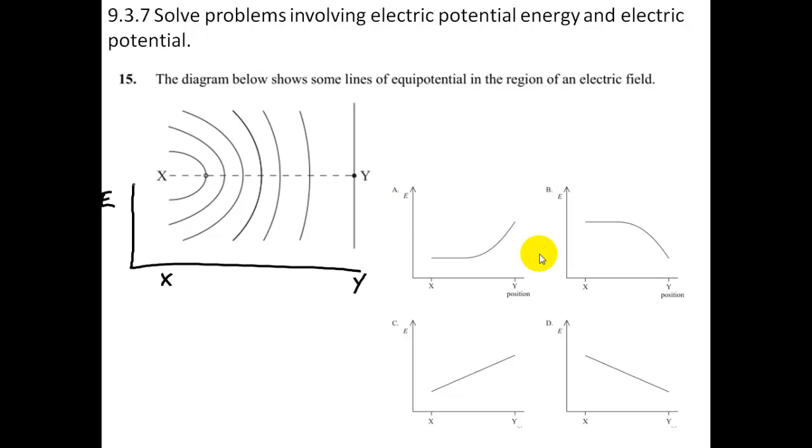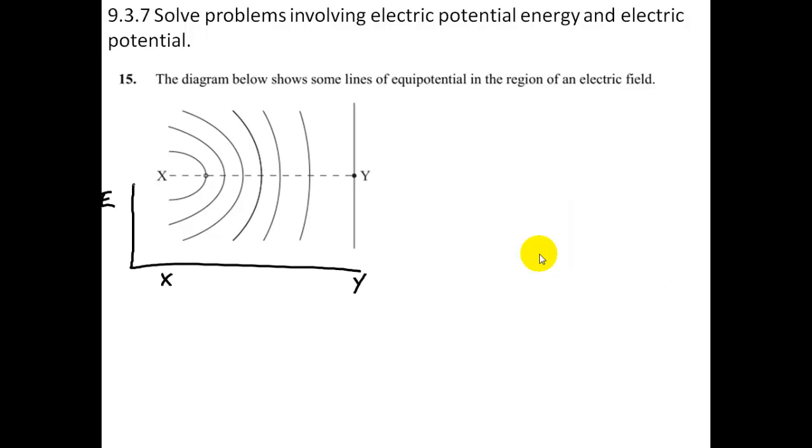This is a question we may get to do in class. These are the lines of equipotential between X here and Y, and we have to sketch what the electric field looks like going from X to Y. Well, you can see here that the lines are a similar distance apart. So that suggests that the electric field is going to be constant. About halfway, however, as we approach Y, we find that the lines of equipotential get further and further apart, suggesting that the electric field strength is going to get weaker. So which one of these do you think it's going to be?